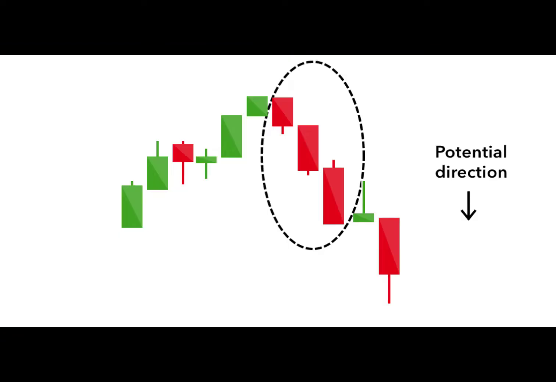3 Black Crows. The 3 Black Crows candlestick pattern comprises 3 consecutive long red candles with short or non-existent wicks. Each session opens at a similar price to the previous day, but selling pressures push the price lower and lower with each close. Traders interpret this pattern as the start of a bearish downtrend, as the sellers have overtaken the buyers during 3 successive trading days.